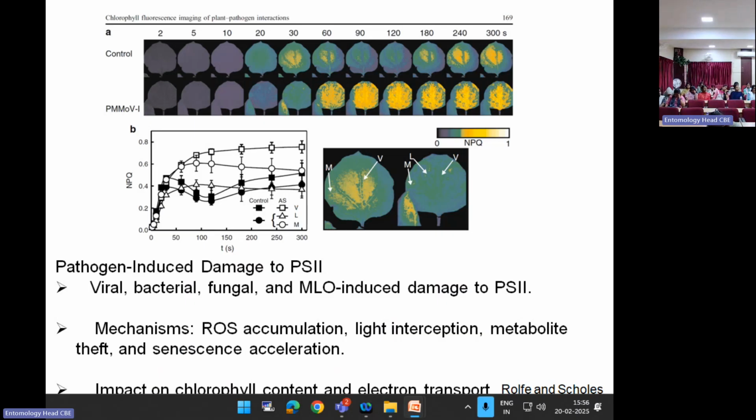And the mechanism is, like I showed you in previous slides, ROS accumulation, blockage of light interception, blockage of electron transport, that is causing a traffic jam in electron transport, and metabolite theft. That is because the disease-causing organism is also having its own energy synthesis mechanisms, and in all probability it can even have chlorophyll. So it does metabolite theft, and senescence acceleration also takes place.